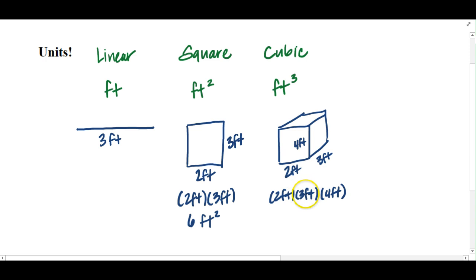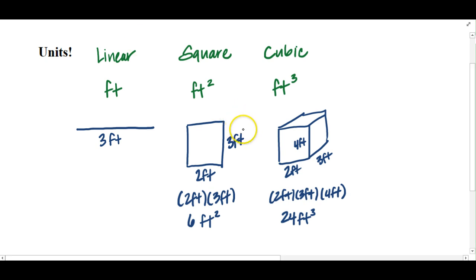So I'm going to multiply 2 feet times 3 feet times 4 feet. And again, all the numbers multiply together, and that's what gets us 24, but the cubic units come from the fact that I have 3 copies of feet, or feet cubed. But all of these examples had the same units for the base and the height measurements. Now let's go ahead and change it up.